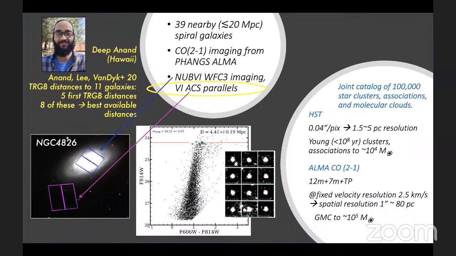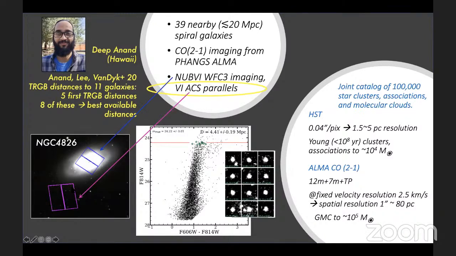Now, with these data, our visiting graduate student fellow at IPAC, Deep Anand from the University of Hawaii, who is doing his PhD thesis with Brent Tully, has worked with our group to derive distances based on the apparent brightness of the tip of the red giant branch, which is used as a standard candle. So here's an example of a color magnitude diagram of individual red giant stars detected in the observations of the halo of the galaxy, which you can see here. It results in a distance of about 4 megaparsecs.